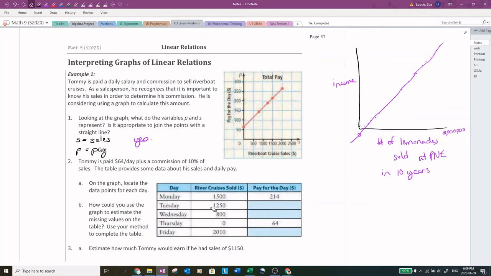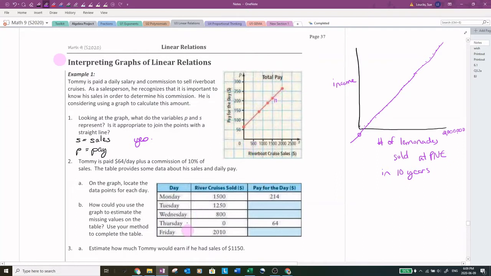The table provides some data about his sales and daily pay. A, on the graph, locate the data points for each day. Okay, so Monday, he sold $1,500 worth of cruises and he made $214. So we can start at the 1,500 here and we go straight up and there's the point that we find. And if we go straight across, we can see that that would be 214. That's a reasonable number there. Okay, so this point right here is Monday.